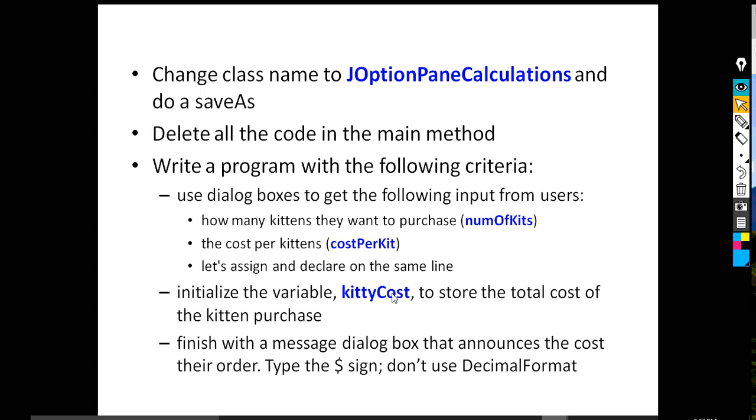Initialize the variable kitty cost, and that's going to store the total cost of the kitten purchase. Okay, do this like we already know how to do, and then finish with a message dialog box that announces the cost of their order, and type the dollar sign in there. Don't use the decimal format, we're not going to do that yet. So go ahead and do that and then come back to the video and we'll see how we did.